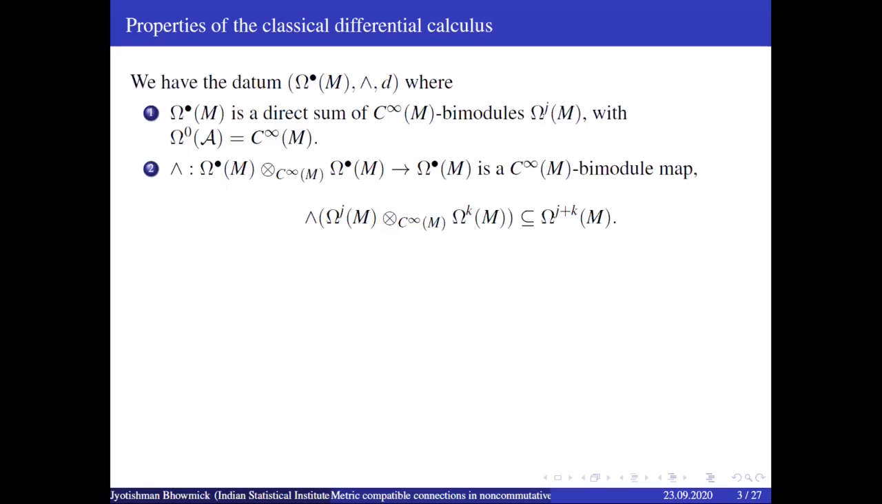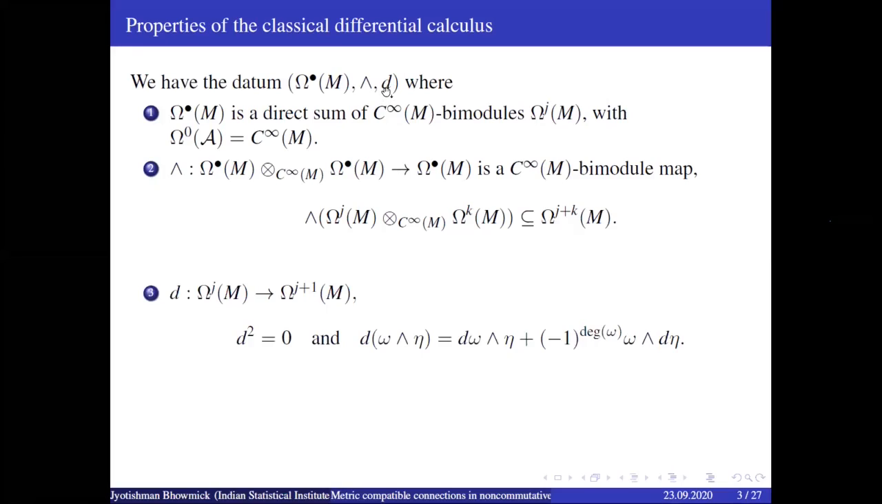So this is the usual wedge product. It's defined on this, and actually this wedge makes this Omega dot M into an algebra, and it has the property that if you apply wedge on a J-form and a K-form, it will map it to a J plus K form.